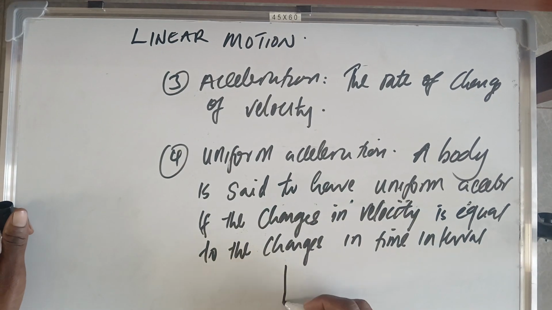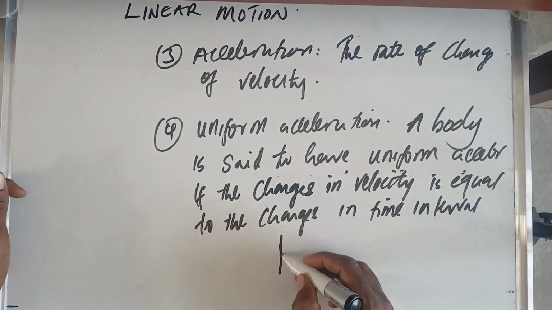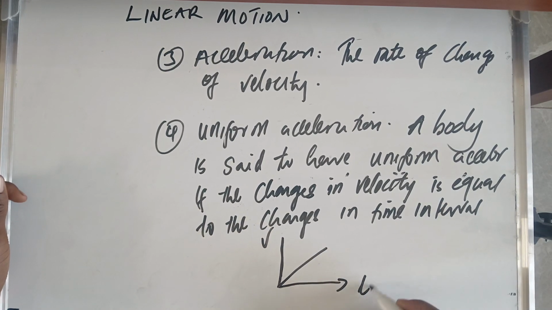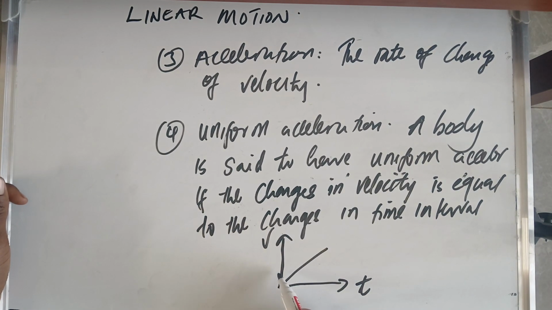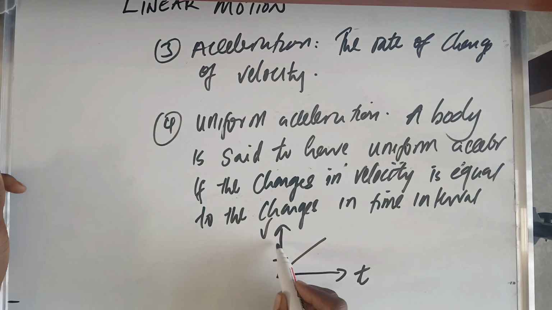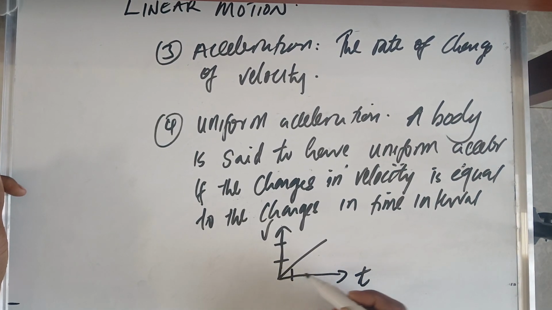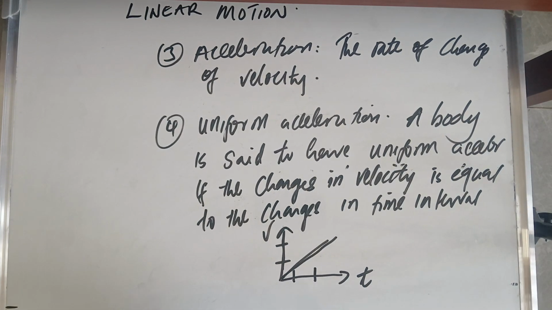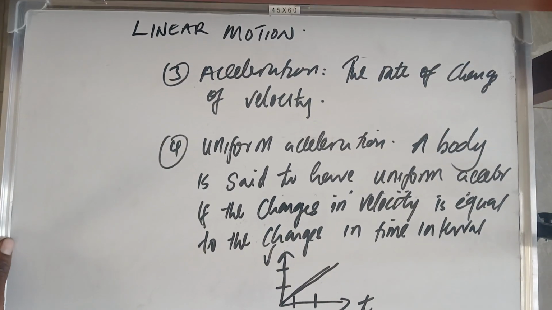So the graph will look something like this. Where you have velocity and you have time. So what happens is when velocity changes from there to there, time will change uniformly from here up to there. That's why you have got a straight line, which is a gradient.